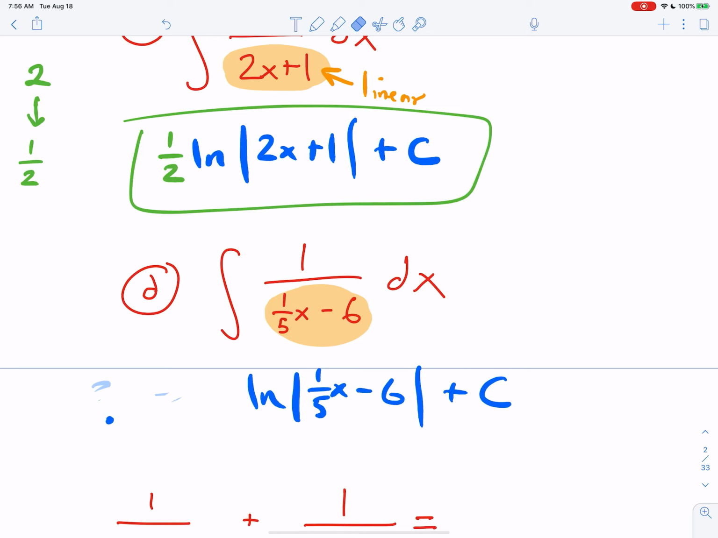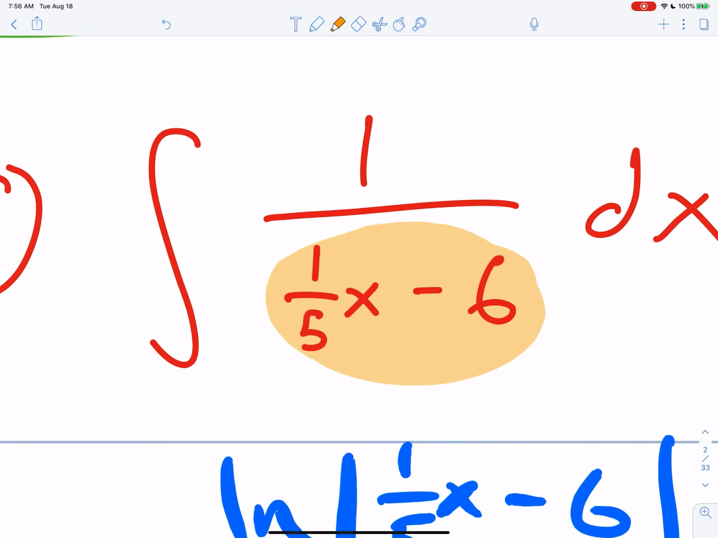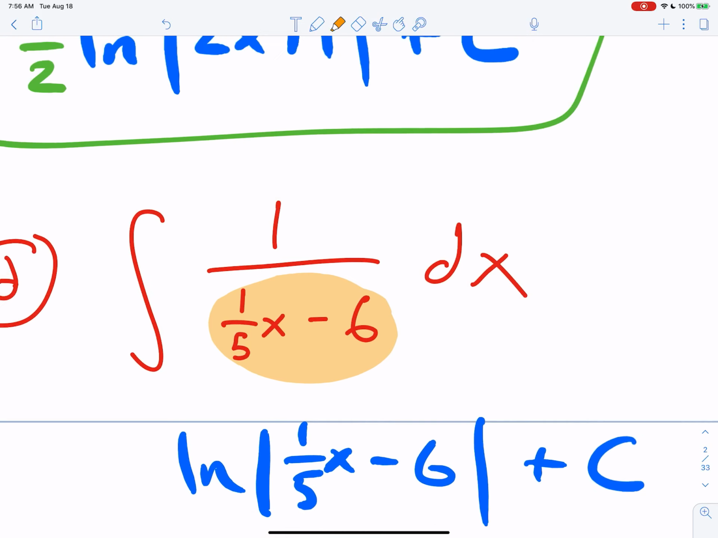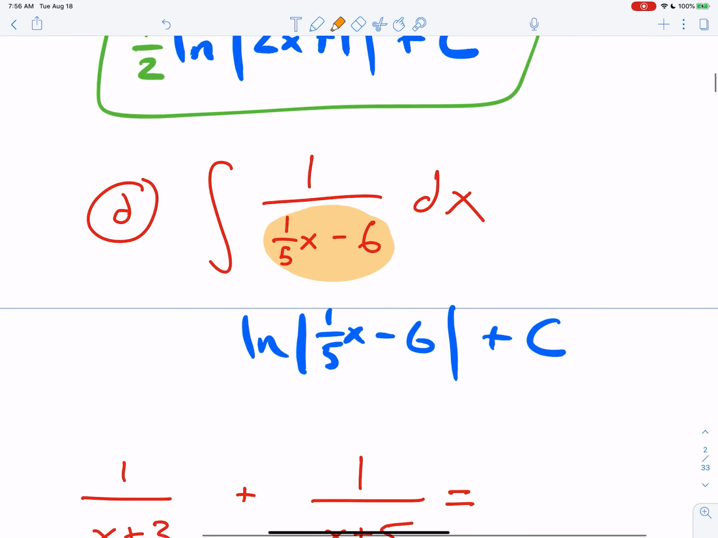So, take a look at what we highlighted. Think about your derivative. Then take its reciprocal. The derivative is 1/5. The reciprocal of 1/5 is just 5.